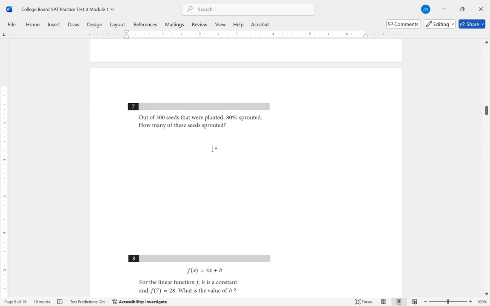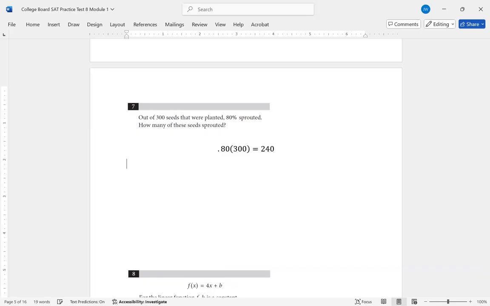Question 7. Out of 300 seeds that were planted, 80% sprouted. How many of the seeds sprouted? Well, if 80% sprouted, 80% of 300 is 0.80 times 300. When you do that multiplication, you get 240. So that means 240 seeds sprouted. And the answer to question 7 is 240.